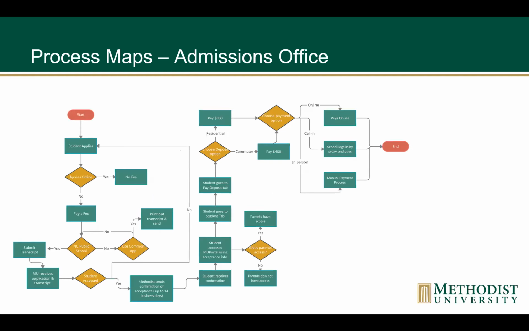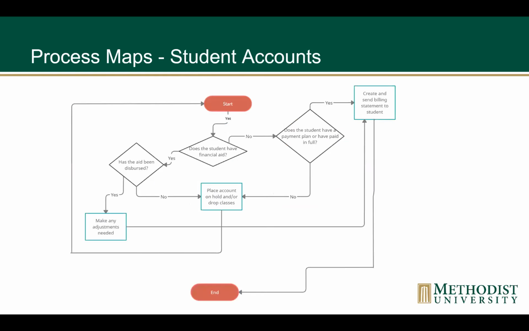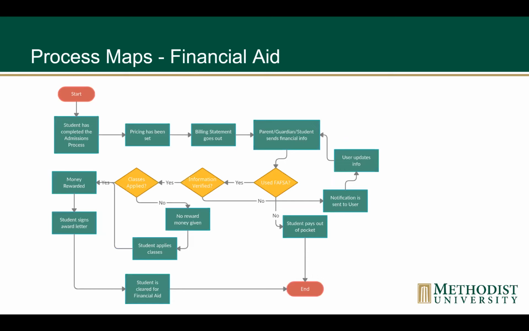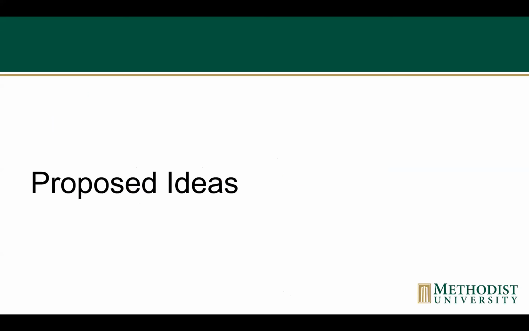This one is obviously a longer one. As you can see, there's a few more decisions in the bigger process maps. Like this one only has 3 main decisions. It's like, does the student have financial aid and things like that. And here is the actual financial aid. So has the student had their information verified? Like if they're filing a FAFSA, has the government verified their information?